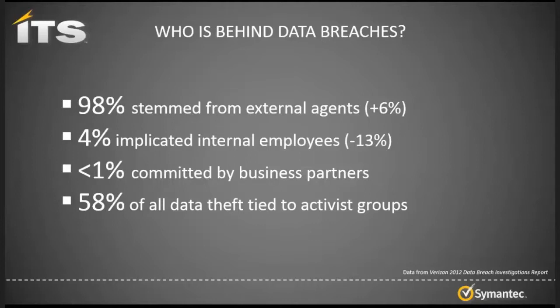So the numbers at the end of each one is the change from year to year. So while number one, the 98% was from external agents, that's up 6%. The next one beneath that, the internal employees, is actually down 13%. So that's what the number in parentheses mean. That's the change from year to year.